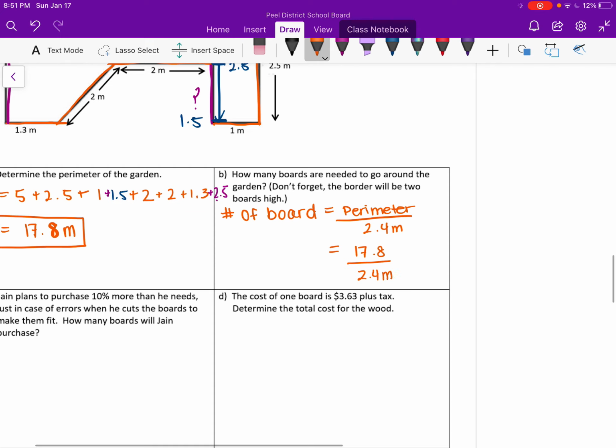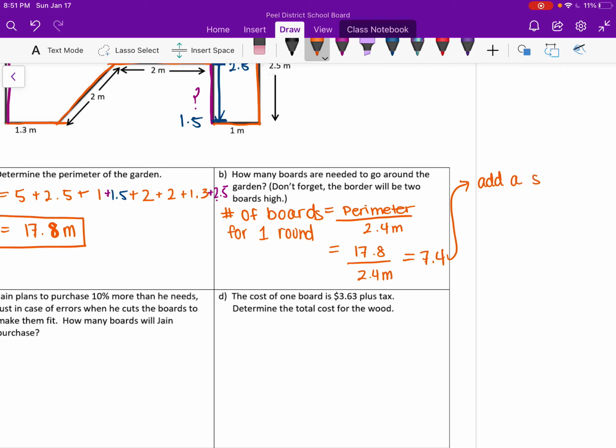So I'm going to say number of boards for 1 round. So just on the ground, just for 1 round, I need that many. So I'm going to do 17.8 divided by 2.4. And that's going to give me 7.4. So when I lay down my boards, at this point I need 7.4 boards when I lay it down the first time.